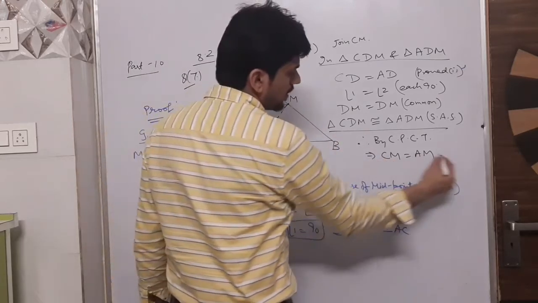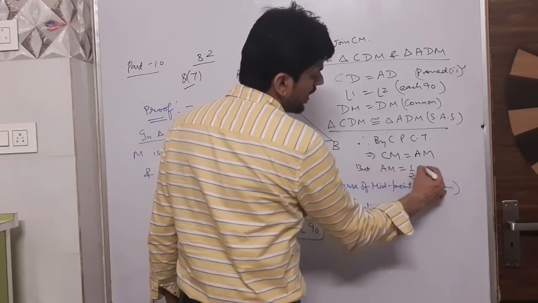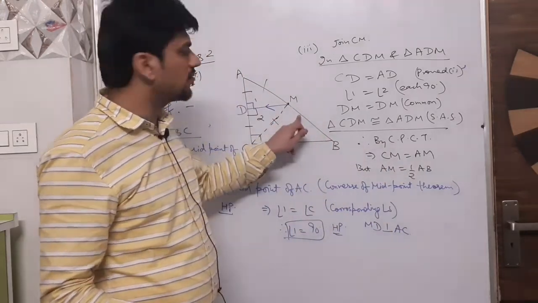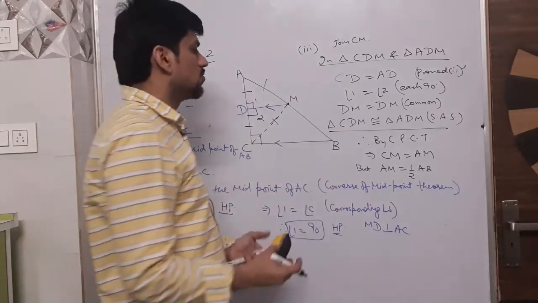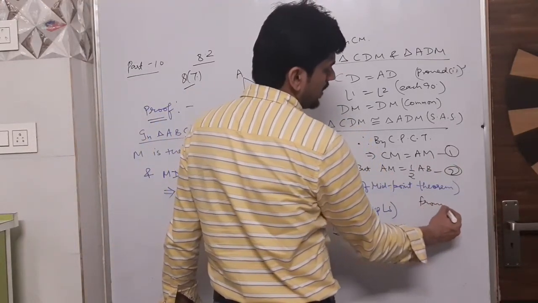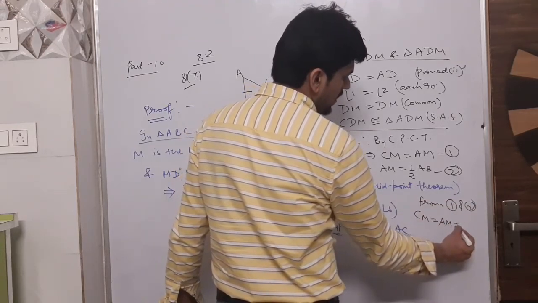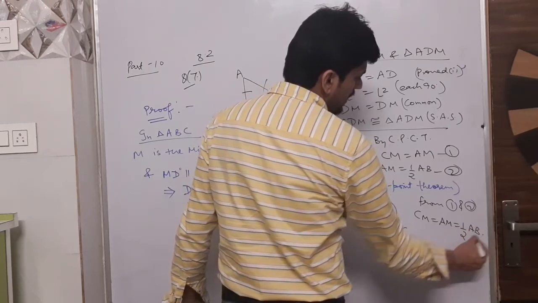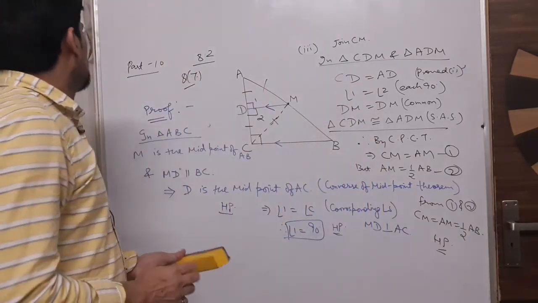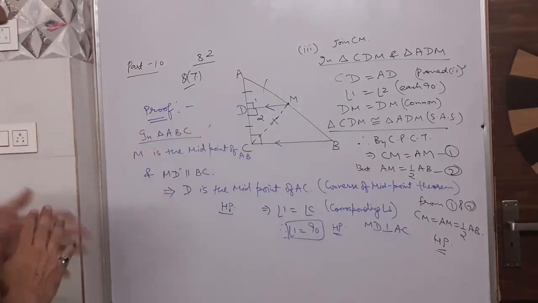अच्छा, अब but AM जो है वो half AB के इक्वल है. Why so? Because M is the midpoint. If M is the midpoint, so AM and MB both are equal to half of AB. So take this equation number 1, take this equation number 2. From equation 1 and 2, CM equals AM equals half of AB, and that is what we had to prove. That was question number 7. So we have covered chapter 8 now.